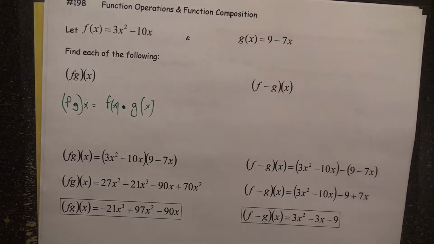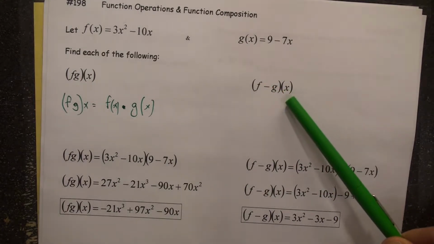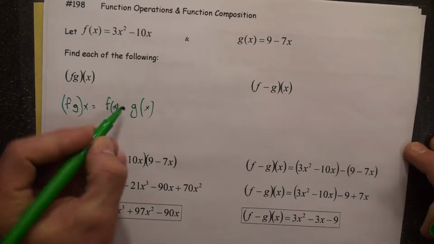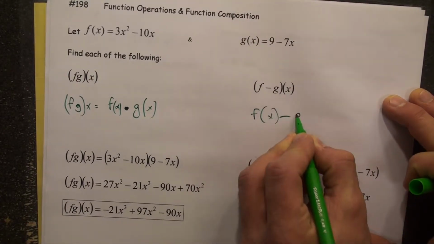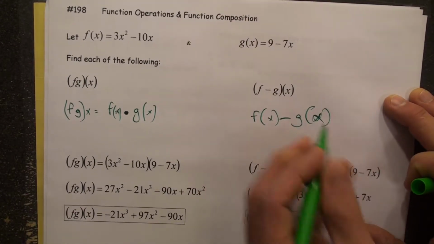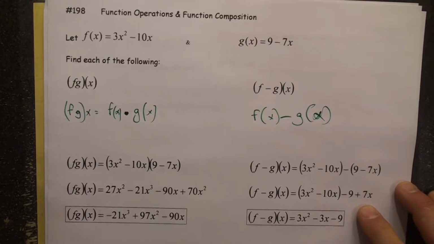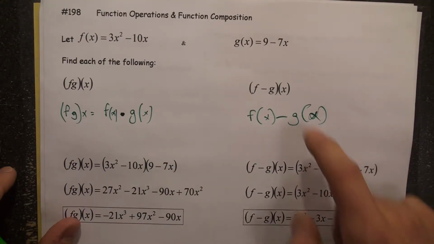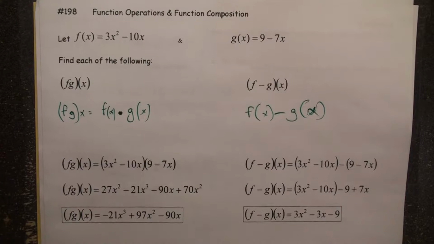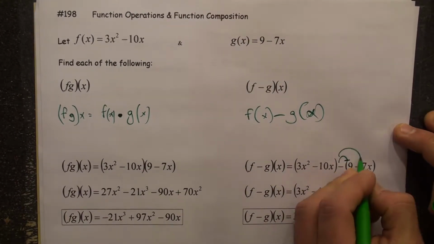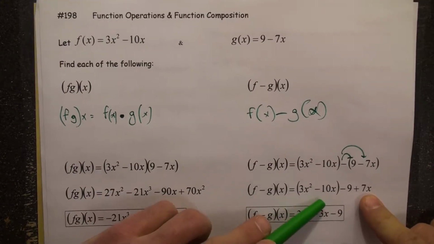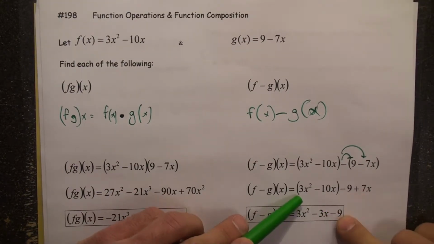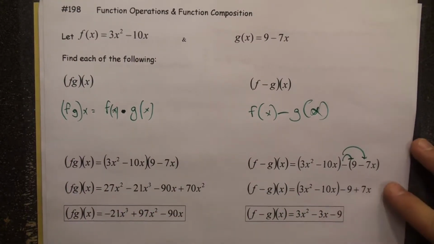Then subtraction. So f minus g of x basically means the same thing, except instead of a multiplication symbol in the middle, we're looking at f of x minus g of x. We would go ahead and subtract, and that allows us to change the minus sign in the middle of the binomial to a plus. You just add the like terms. That's a negative 3. Bring the 9 down. There's a 3x squared. You're all set.